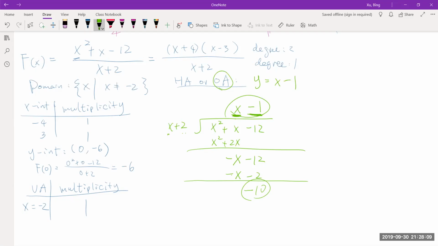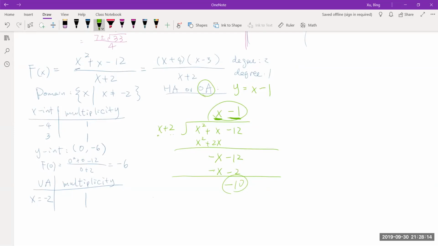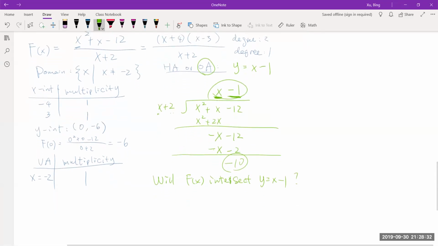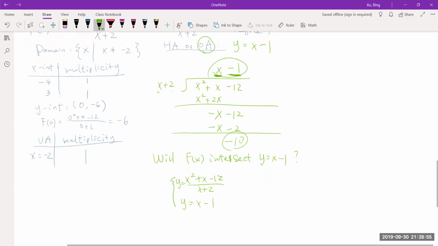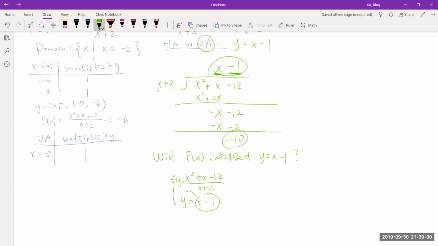All right, last question. Will your graph f of x intersect your oblique asymptote y equals x minus 1? How do we find that? Solve the system of equations. y equals x squared plus x minus 12 over x plus 2, which is f of x, and the other one is y equals x minus 1. We want to see if these two equations will intersect. How do I solve it? Substitution. Substitute y in the first equation with x minus 1. So I have x minus 1 equals x squared plus x minus 12 over x plus 2.